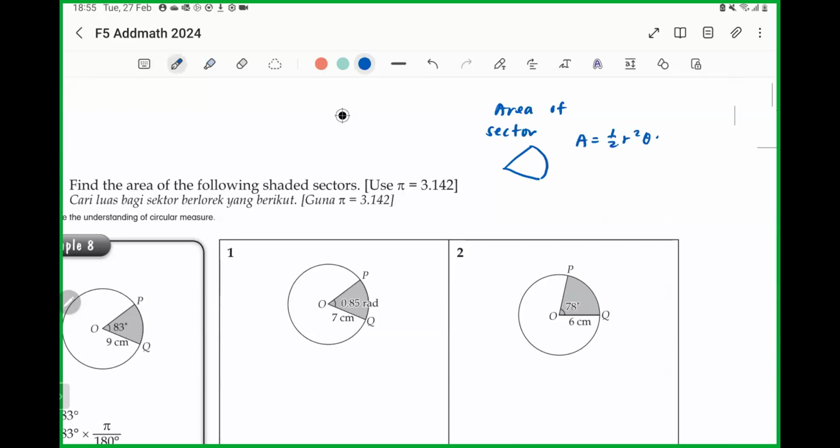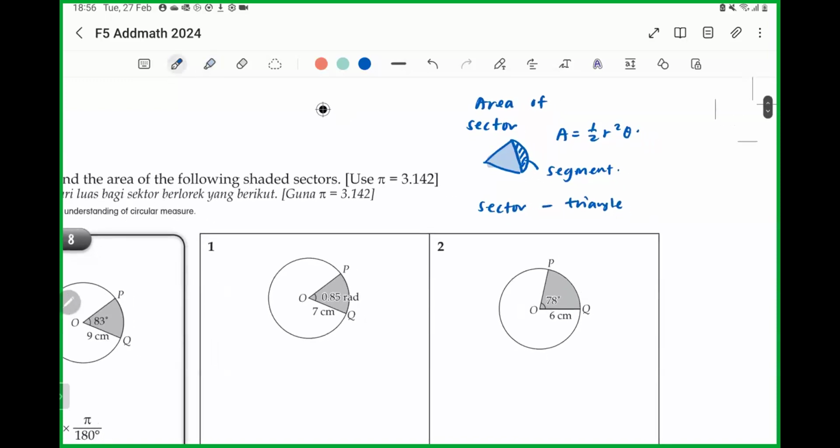Normally we will need to learn about the area of triangle also, because the question sometimes will be asking you to find the area for this little part. If I want to have this little part we call it segment. If I want to find the area of this segment, then I will need to take the sector minus the triangle, I mean this triangle. Sector minus the triangle, then I will get the segment. So we will need to know about the area of triangle also. The formula that we always use is 1 over 2 R squared theta.